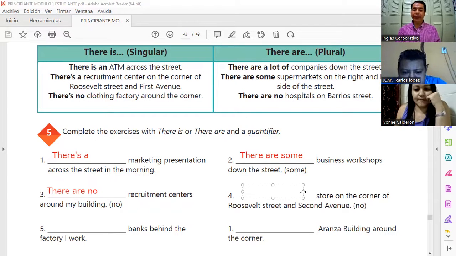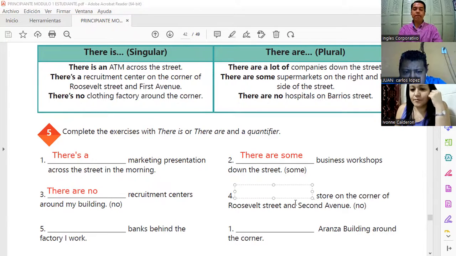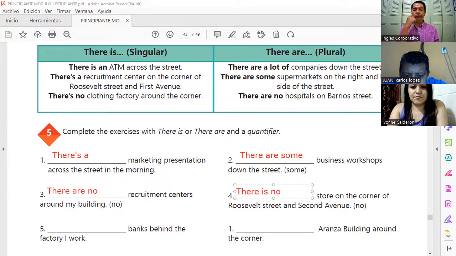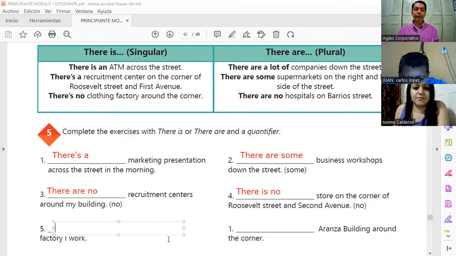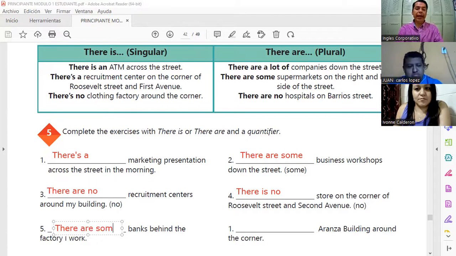Store on the corner, a negative, right? So what is the correct answer? There isn't. There isn't a store, right? Or you can say there is no store on the corner, right? Okay. Number five. So it says banks. There is or there are? There are. There are some banks behind.